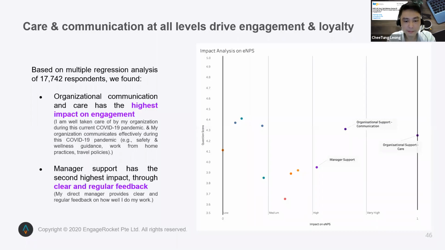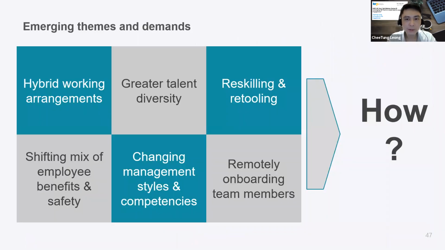Next slide, please. So with all of these emerging themes and demands that we find in the workplace because of the pandemic, how do we make sense of this and how do we go about prioritizing? And most importantly, since we are a people analytics company, what are the aspects that we can apply in our companies to do so? Next slide, please.